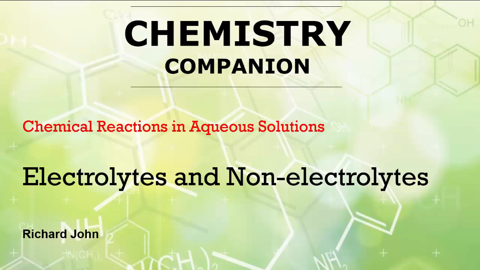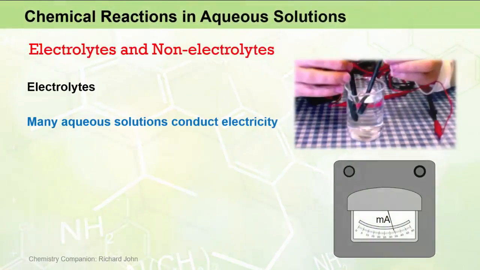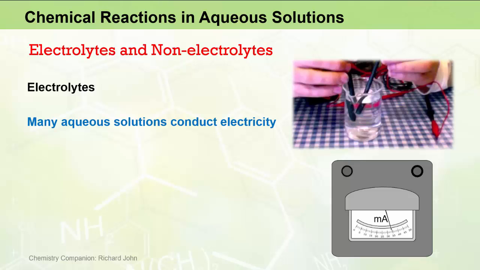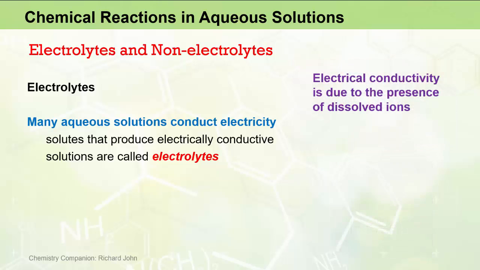In this video, we extend our ideas of aqueous solutions to look at electrolyte solutions and non-electrolyte solutions. It turns out that many aqueous solutions can conduct electricity, and solutes that produce electrically conductive solutions when dissolved in water are called electrolytes. It can be shown that the electrical conductivity of these solutions is actually due to the presence of dissolved ions, positively charged cations and negatively charged anions, which become highly mobile in the presence of an electric field. We can use the dissolution of table salt, sodium chloride, to demonstrate the principle.